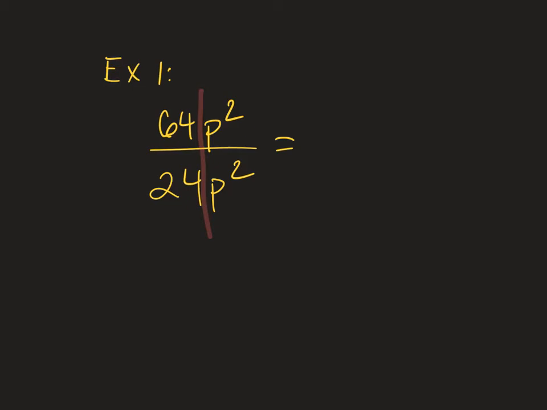So 64 divided by 8 is going to give me 8, and 24 divided by 8 is going to give me 3. And what's left over is p squared divided by p squared. In reality, these cancel out. So in reality, your answer is 8 over 3.